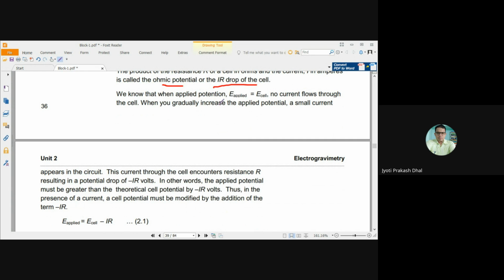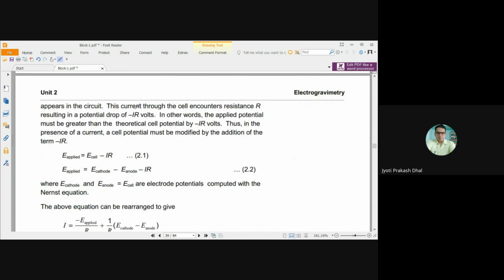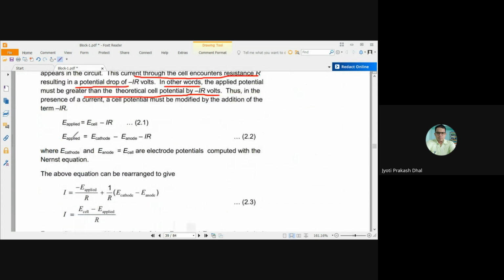We know that when the applied potential E applied equals E cell, that means the external voltage equals E cell, then no current flows through the cell. But when we gradually increase the applied potential, a small current appears in the circuit, and this current encounters a resistance R, resulting in a potential drop of minus IR volts. In other words, the applied potential must be greater than the theoretical cell potential by IR volts. That means E applied equals E cell minus IR.